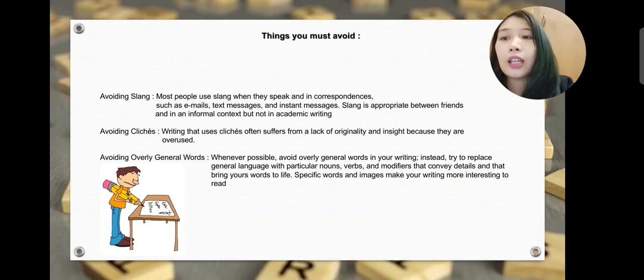Avoiding cliches. Writing that uses cliches often suffers from a lack of originality and insight because they are overused. And last, avoiding overly general words. Whenever possible, avoid overly general words in your writing. Instead, try to replace general language with particular nouns, verbs, and modifiers that convey details and that bring your words to life. Specific words and images make your writing more interesting to read.